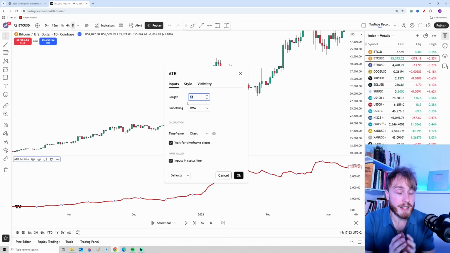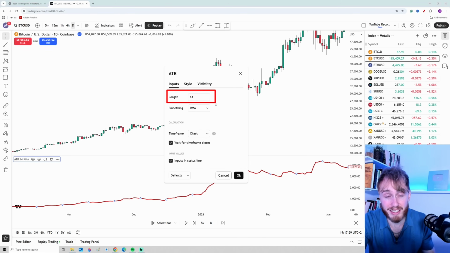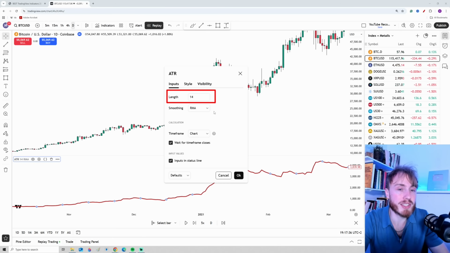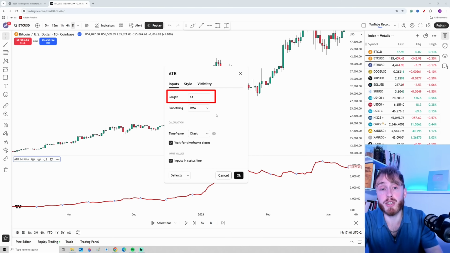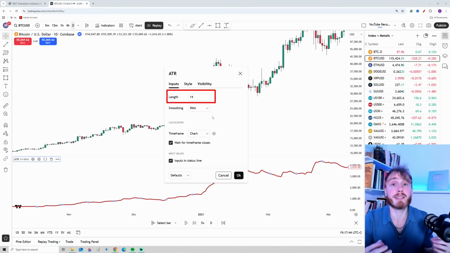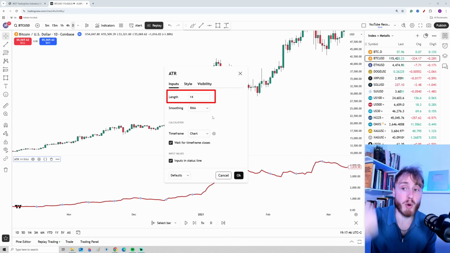And here, one of my personal rules of thumb when it comes to the ATR indicator is that I like to keep my indicators consistent. So if I'm using the RSI indicator and have 14 on the RSI, I tend to want to use 14 on the ATR as well, because then I know that my indicators are calculating both momentum and volatility on the same length.